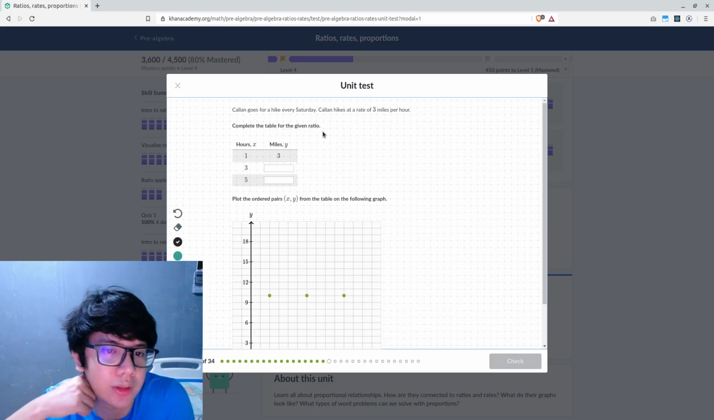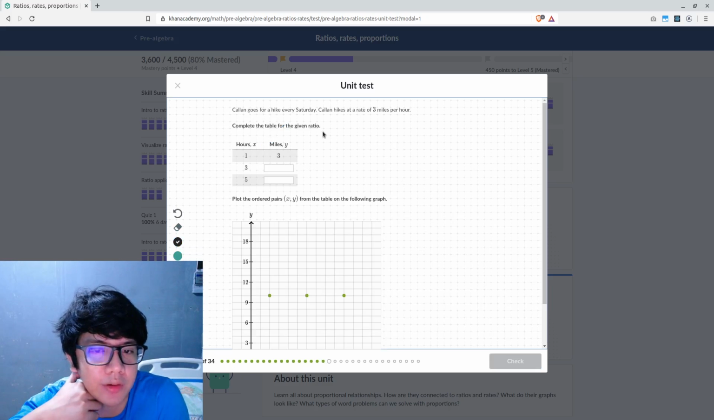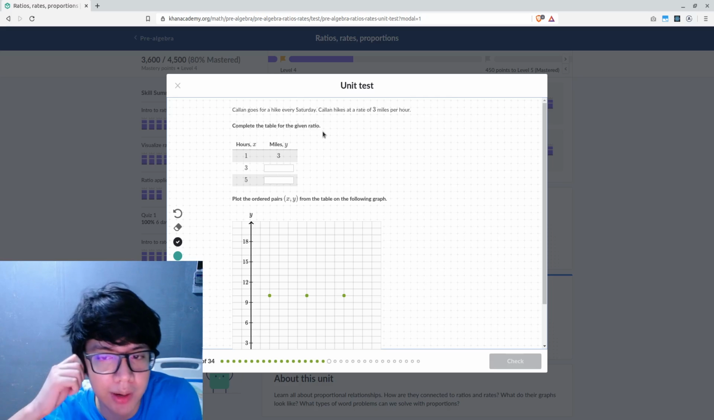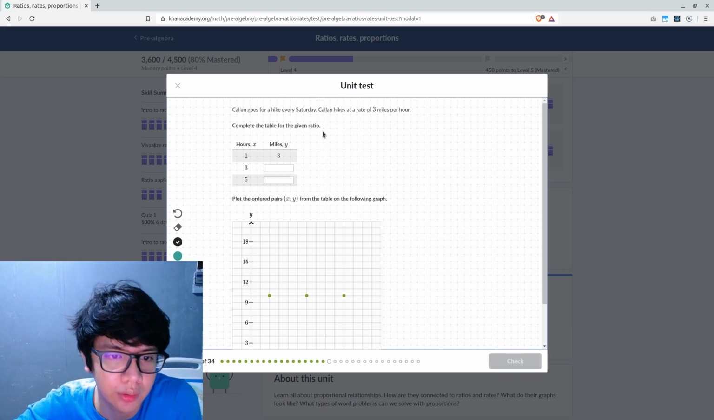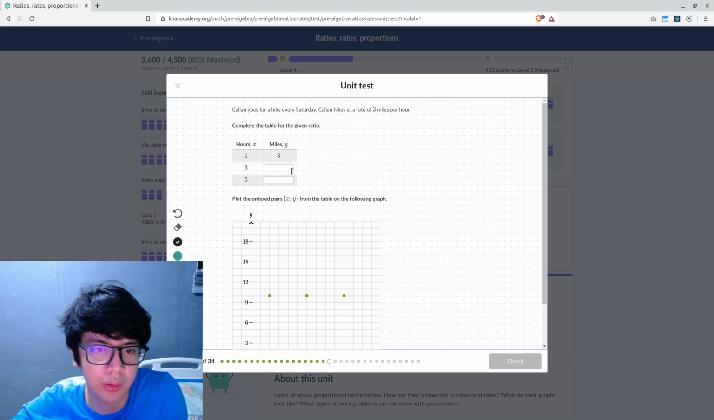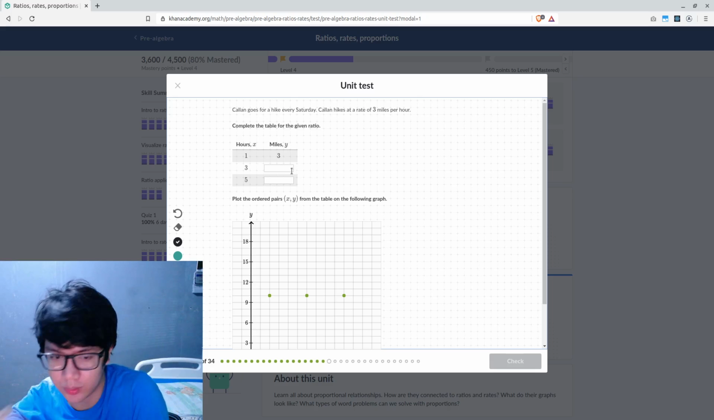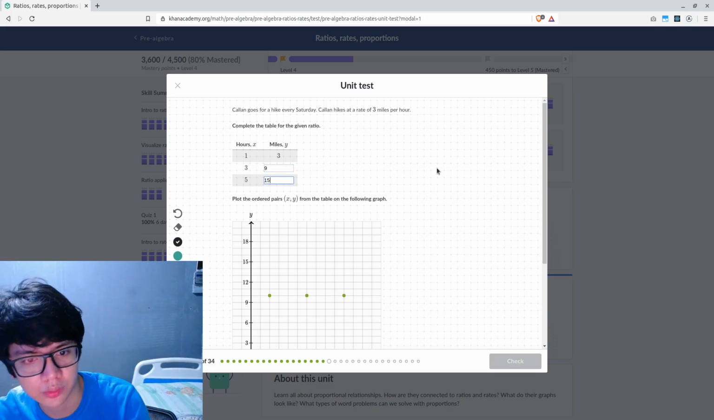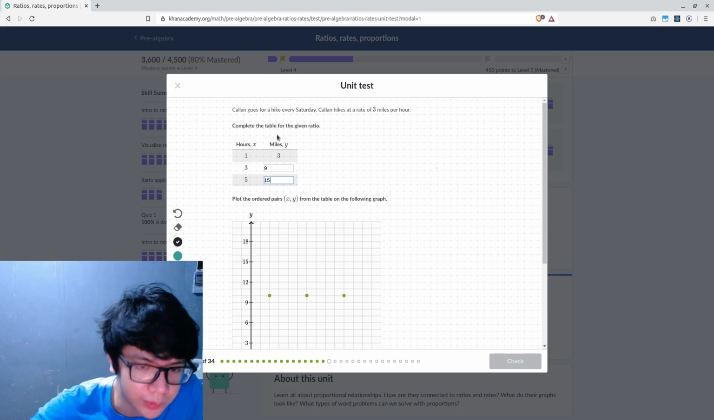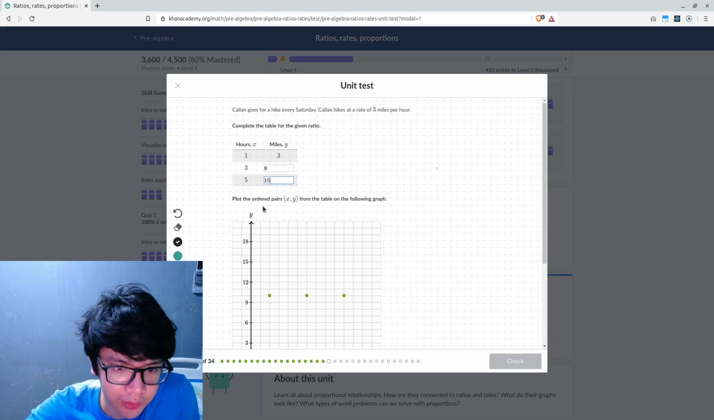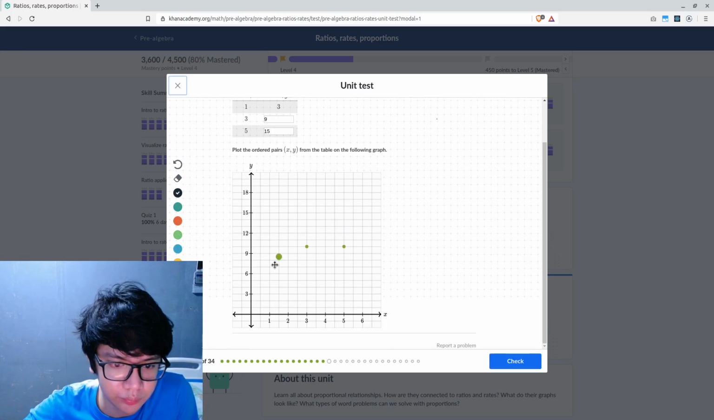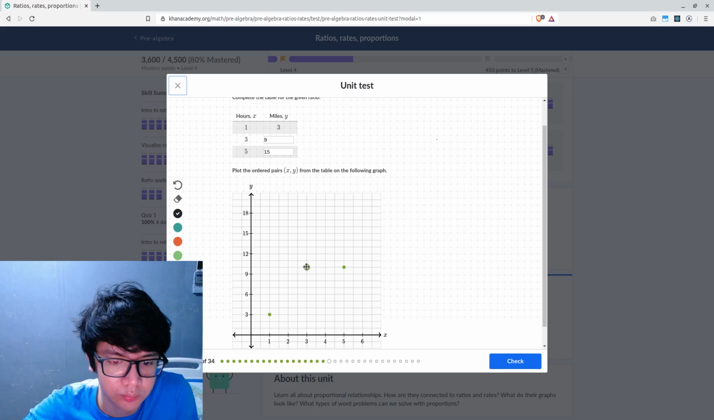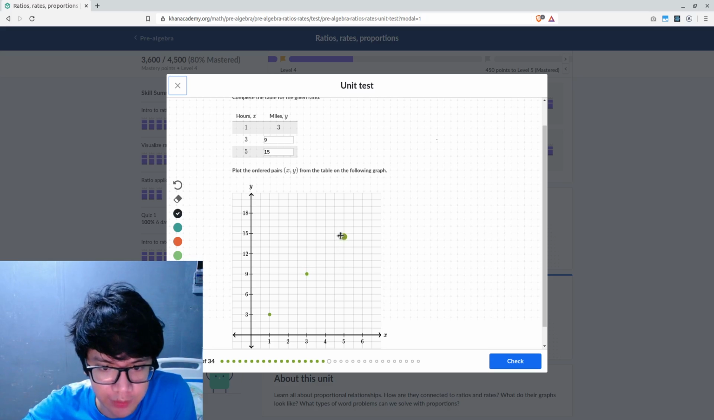Okay, what's this? Callan goes for a hike every Saturday. Callan hikes at a rate of 3 miles per hour. I guess it's multiplied by 3. Times 3, 3 times 3 is 9, times 5 is 15.